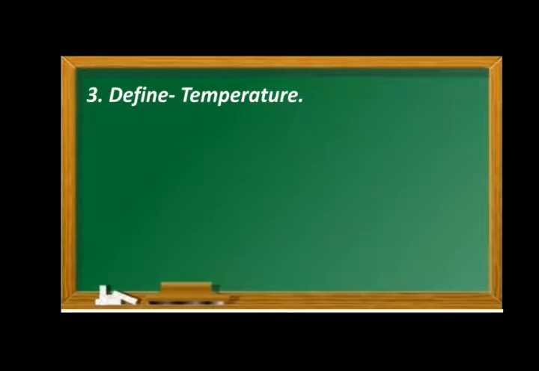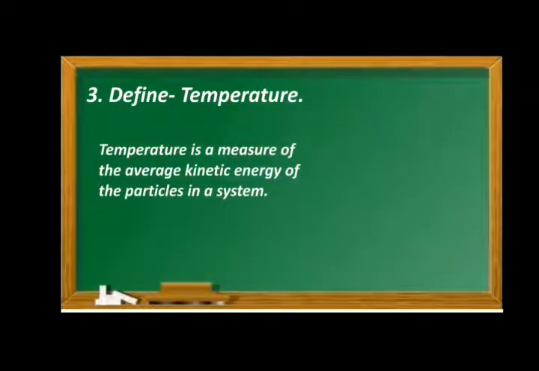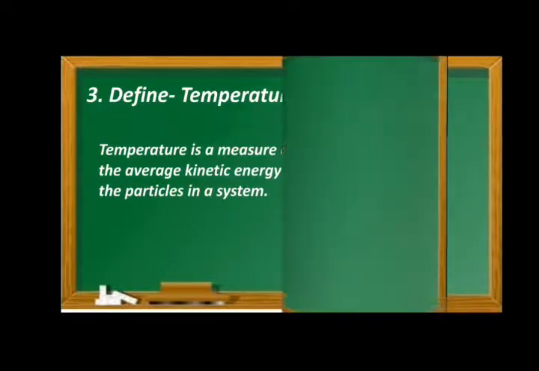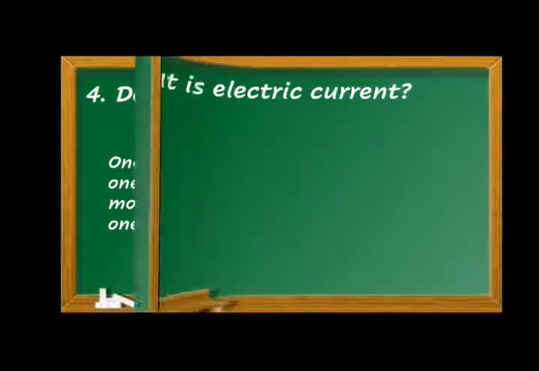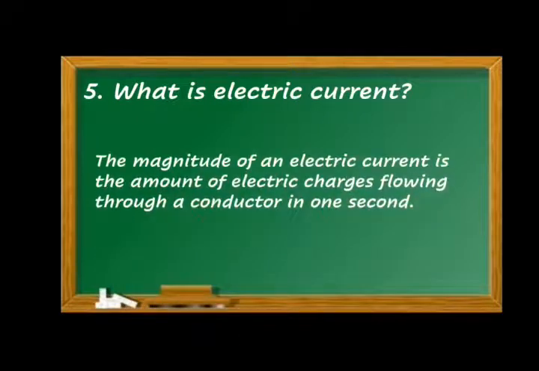Define temperature. Temperature is a measure of the average kinetic energy of the particles in a system. Define ampere. 1 ampere is defined as the coulomb of charge moving in a conductor in 1 second. What is electric current? The magnitude of an electric current is the amount of electric charges flowing through a conductor in 1 second.